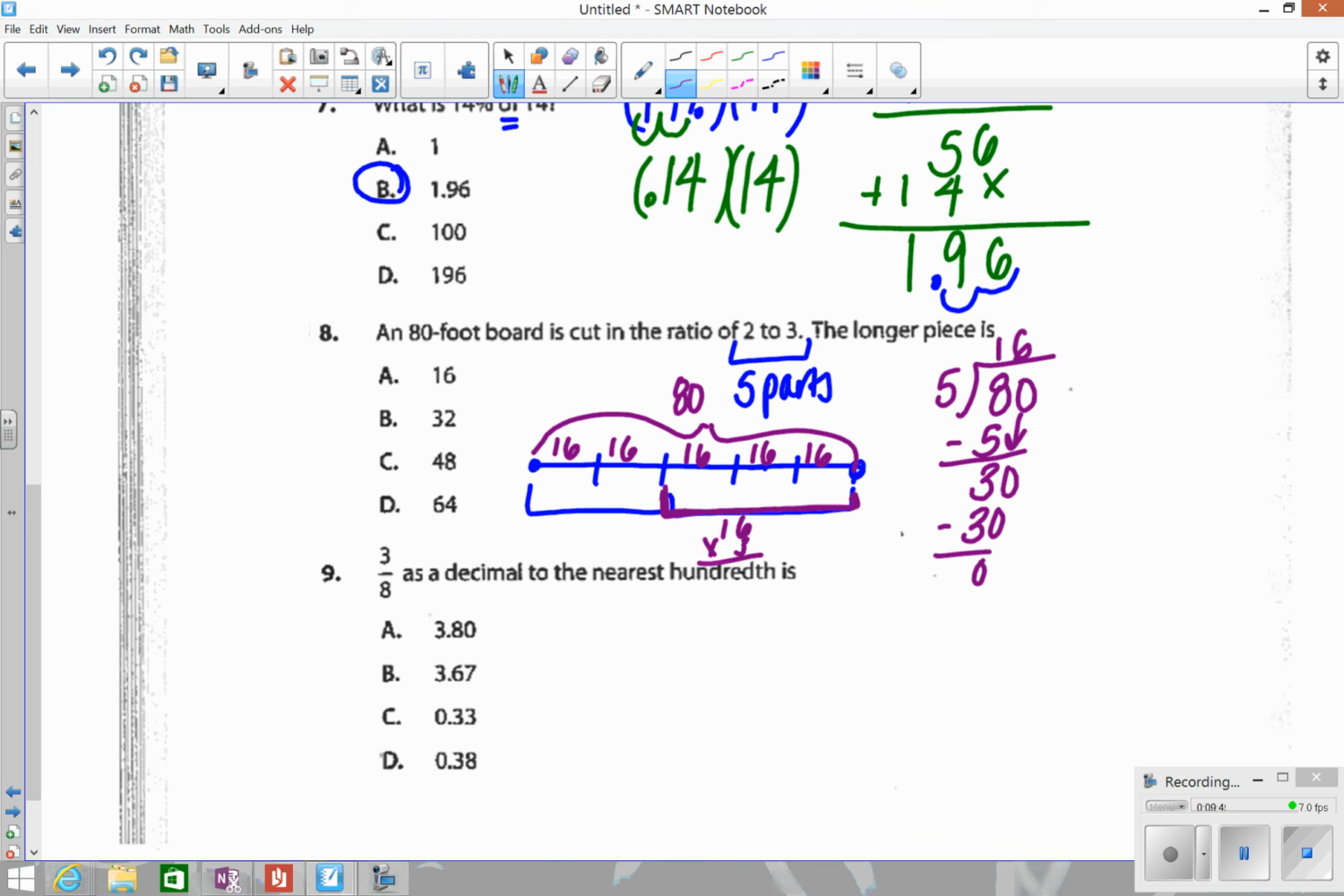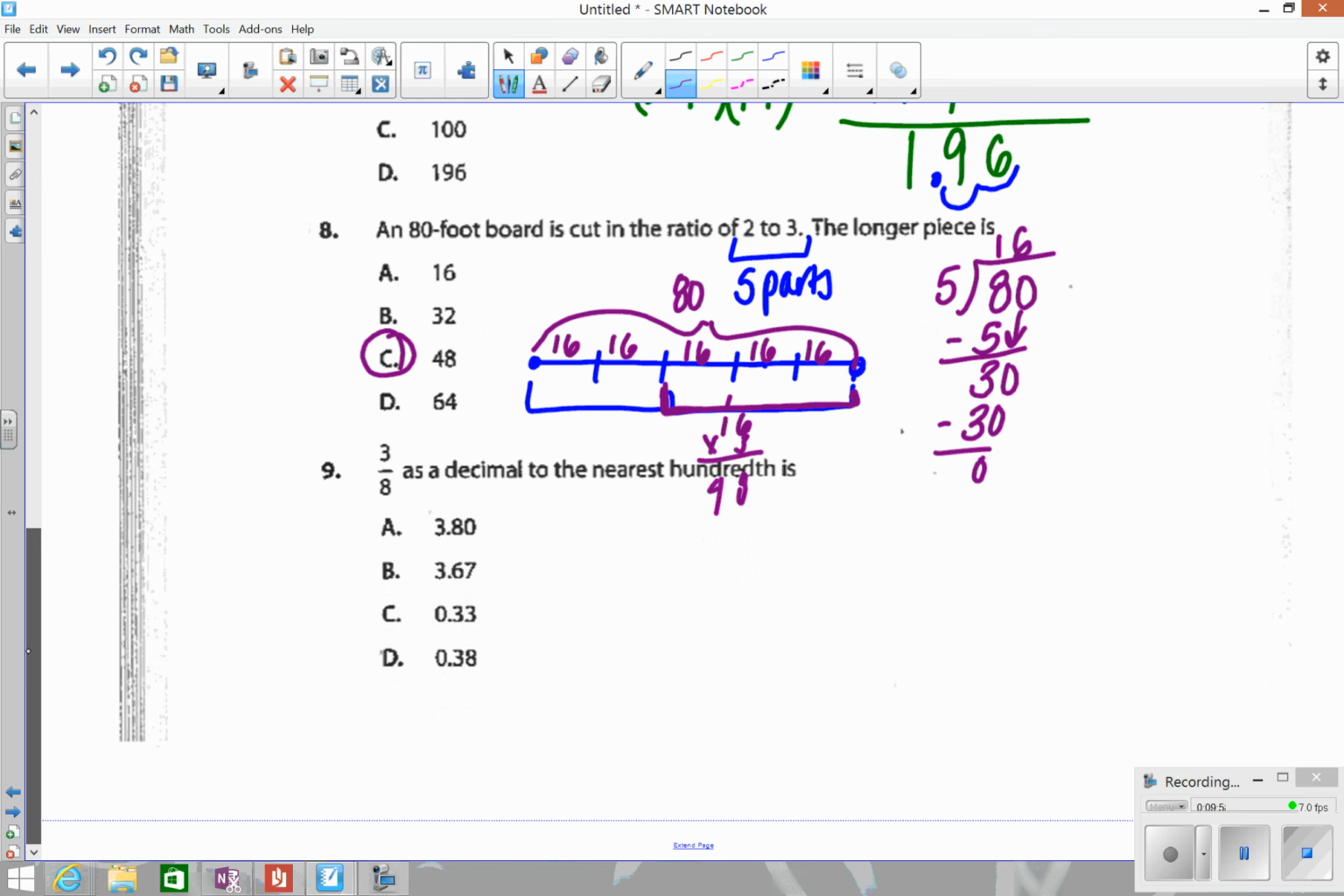So 6 times 3 is 18. Carry the 1. 3 times 1 is 3. Add 1, you get 4. So that whole thing is going to be 48, since it's asking for the longer piece. If it was asking for the shorter piece, I would be using this section here.